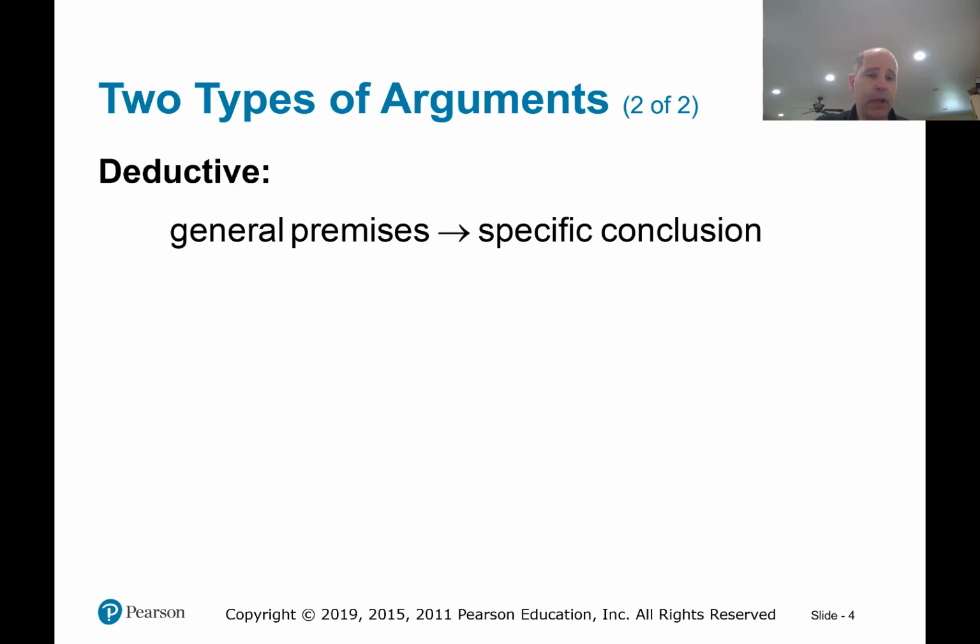The second type of argument is called a deductive argument. So that goes the opposite. It starts with general premises and ends with a specific conclusion. So these are general things that we look at, and then we conclude that it's going to be true for a specific example.